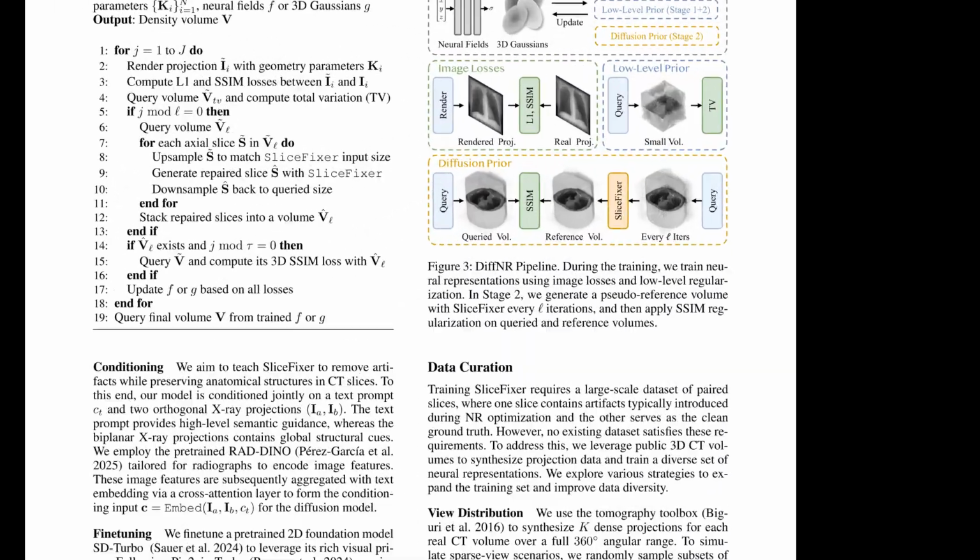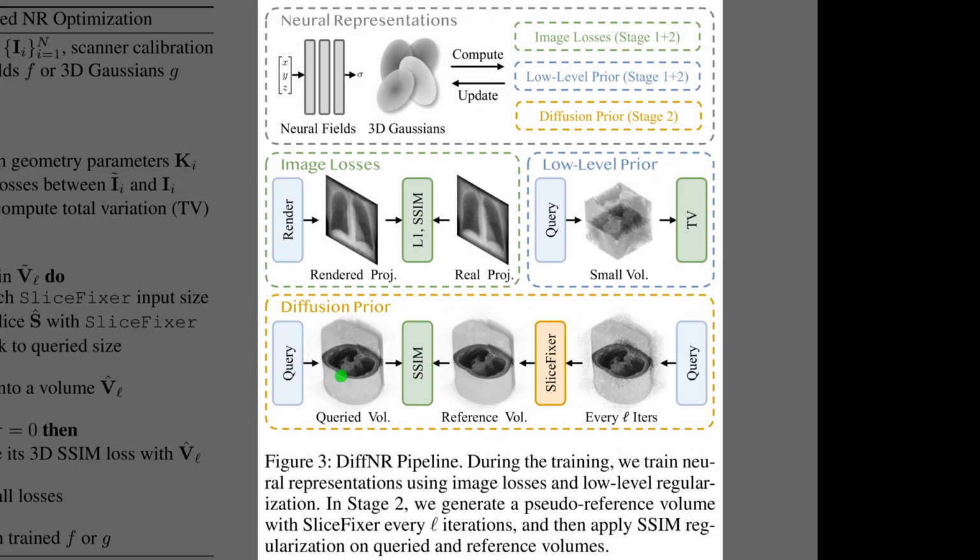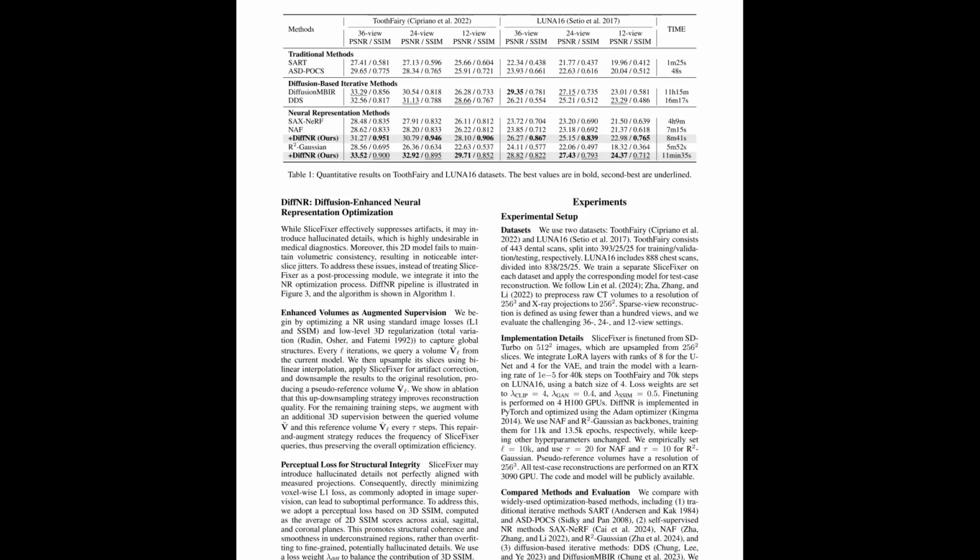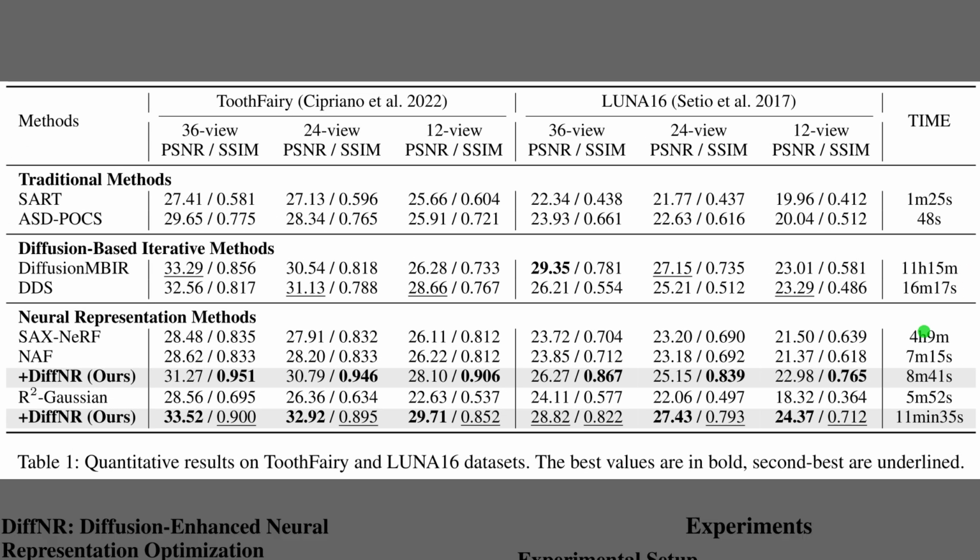That single-step repair process is the engine inside the full DiffNR pipeline, detailed here in Figure 3. The first stage builds the initial 3D structure, relying on standard image losses and low-level regularization to capture the basic shapes. Then, the second stage brings in the diffusion prior. Every set number of iterations, the model passes a queried volume to SliceFixer, which repairs any artifacts to create a clean pseudo-reference. Finally, a structural similarity loss aligns the ongoing training with this reference, ensuring the final model stays sharp and anatomically consistent.